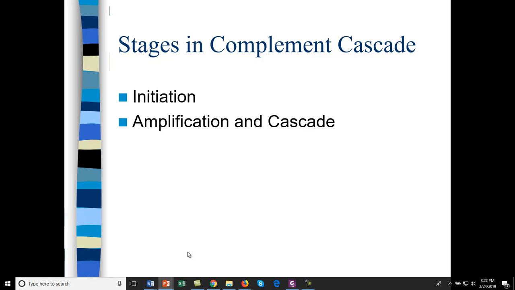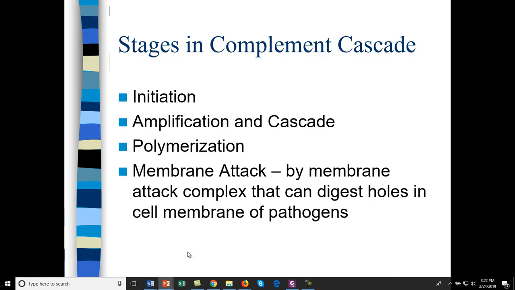Then as you move through the complement proteins being activated, you have amplification and cascade. Then you have polymerization, and this polymerization involves the membrane attack complex, which creates a collar of different proteins. And I have a slide that shows this. This polymerization then leads to membrane attack, and that can digest holes in the cell membrane of the pathogen. By digesting holes in the pathogen, the contents spill out. You actually kill the pathogen.